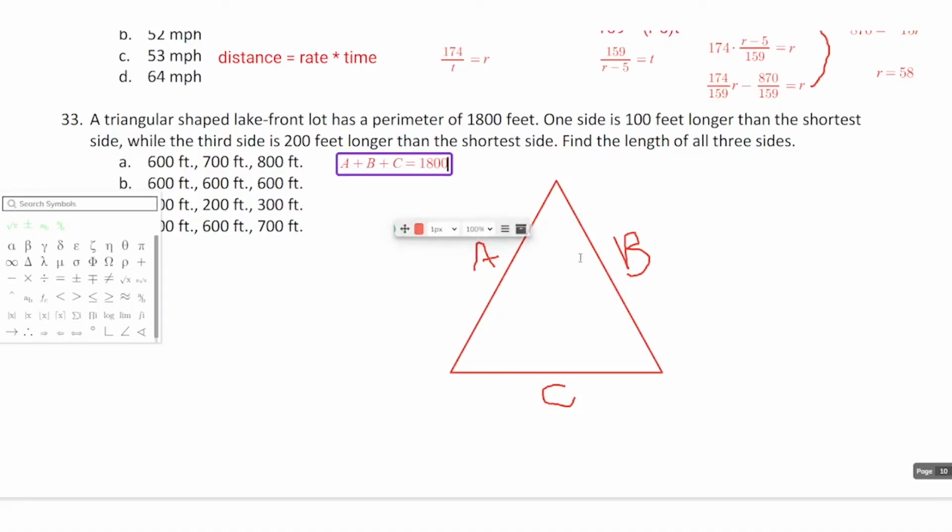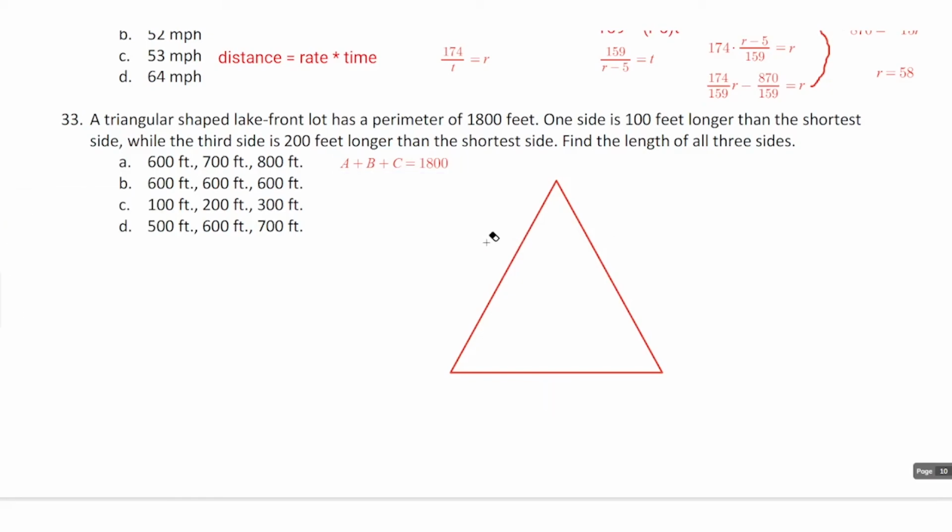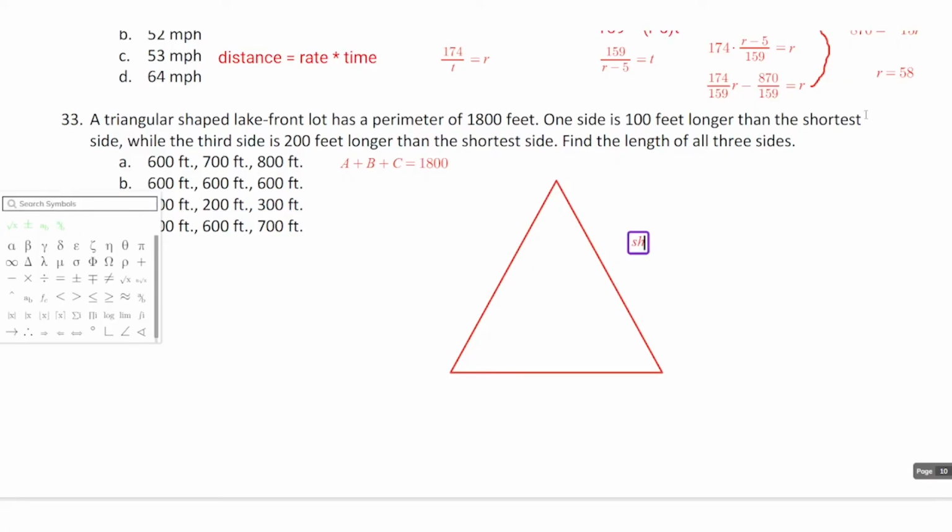One side is 100 feet longer than the shortest side. I don't know which one's which here, so I'm just going to say that this side is the first side they're talking about. I'm going to call the shortest side S. So this is the shortest side, and some other side is going to be 100 feet longer than that, so this is going to be 100 plus s. And the third side is going to be 200 feet longer than the shortest side, so 200 plus s.